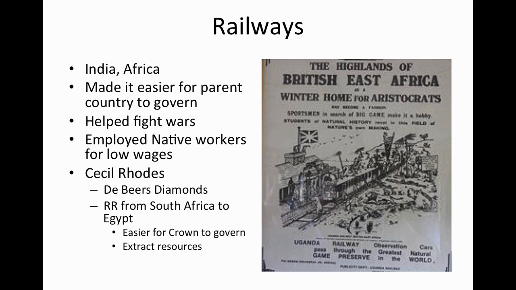One of the famous railroad creators was Cecil Rhodes. He actually was the founder of De Beers Diamonds. I believe that still exists today. And he attempted to build a railroad from South Africa to Egypt to make it easier for England to govern. That didn't make it. They didn't complete the whole railroad, but railroads were built in Africa. And again, the purpose mostly, not only to govern, but to extract resources. You could mine diamonds in South Africa and get them to the Mediterranean, right, by rail. That was the goal.